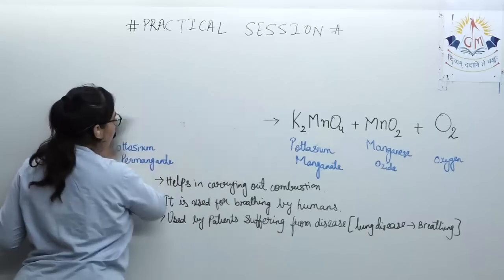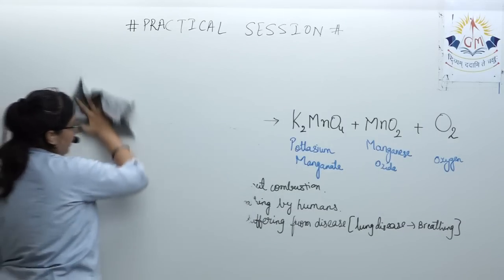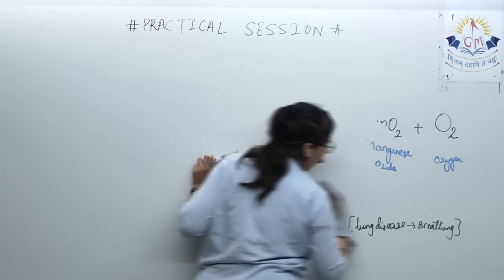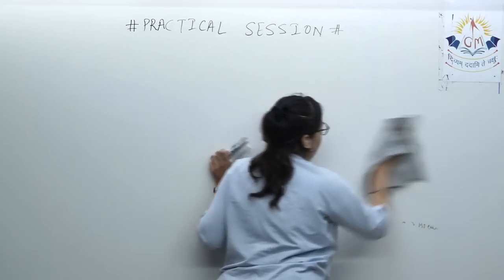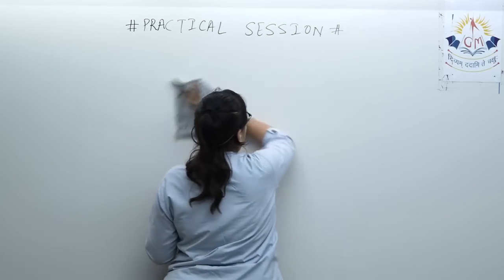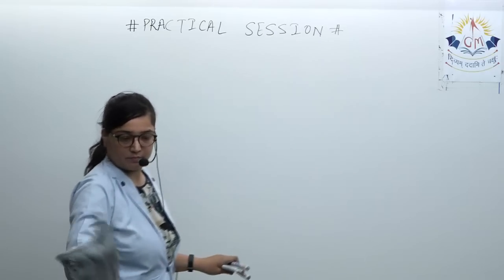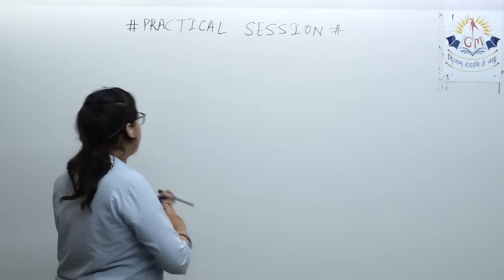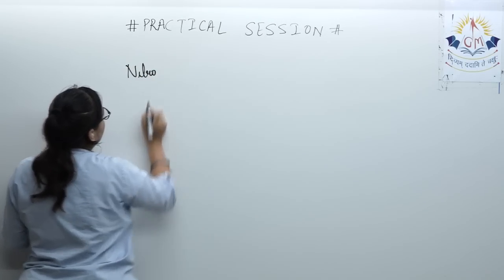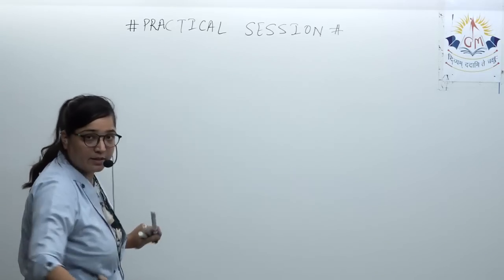Now let's move further on the formation of the next type of gas, which is nitrogen dioxide gas. The next one is this nitrogen dioxide gas. Let us first write the aim.